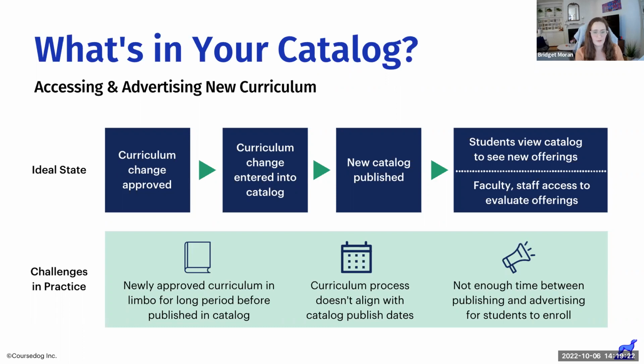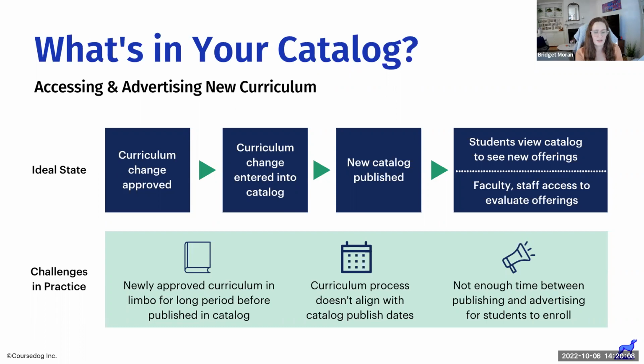Too often, newly approved offerings sit in limbo for long periods of time before actually getting pushed into the catalog. And this goes back to the transparency aspect we talked about earlier, where folks don't know which stage the curriculum changes are in and if it's been approved yet. In other cases, the curriculum process may not line up with when the catalog is published. In the survey I referenced earlier with University Business, it found that 1 in 5 respondents reported that the catalog at their institution does not accurately reflect courses offered, program requirements, and other policies.